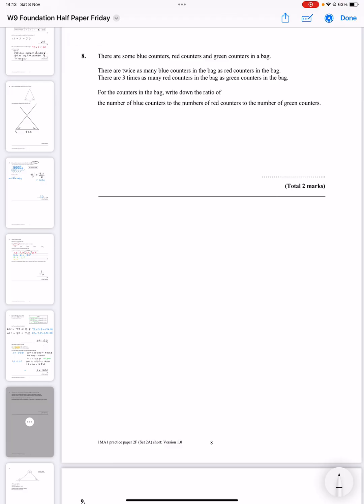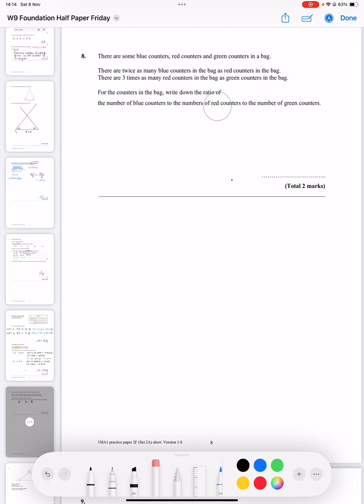Question 8. There are some blue, red and green counters in a bag. It tells me that there's twice as many blue counters as red counters. Let's just get that table set up a bit differently. Blue, red and green. There's twice as many blue counters as red counters. That's a ratio of 2 to 1. There are 3 times as many red counters as green counters. That's a ratio of 3 to 1.